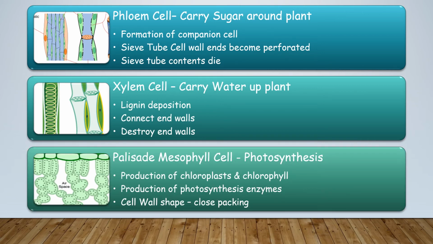And in the palisade mesophyll cells, which is the major site of photosynthesis, they need to produce lots of chloroplasts and the pigment chlorophyll. Also, they need to produce the photosynthetic enzymes, which again is down to gene expression. Again, their cell wall shape to allow for close packing towards the top of the leaf for photosynthesis.